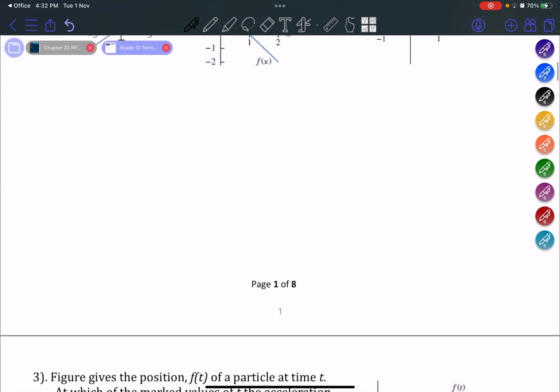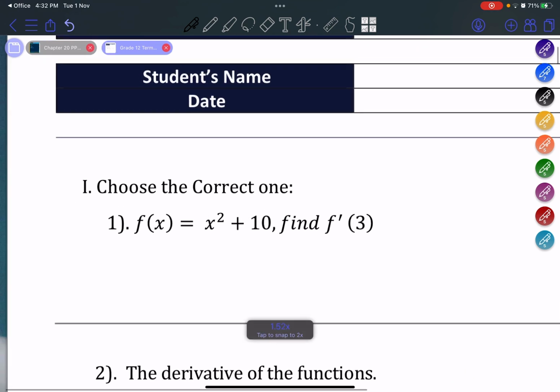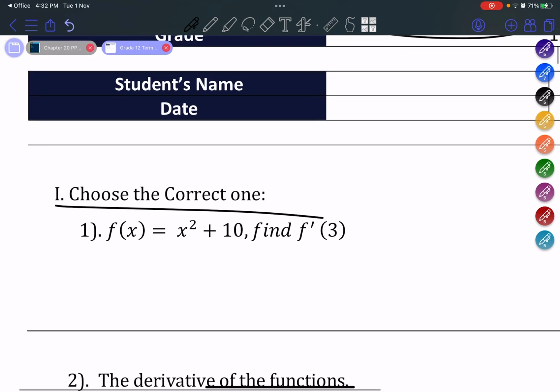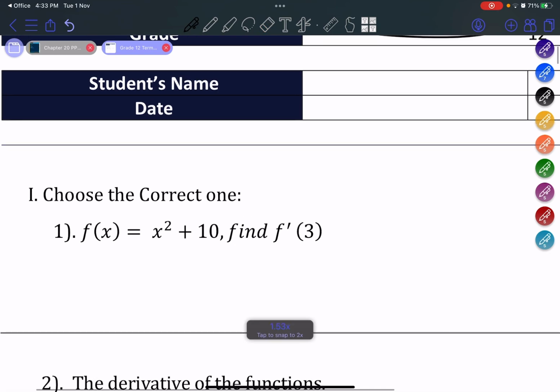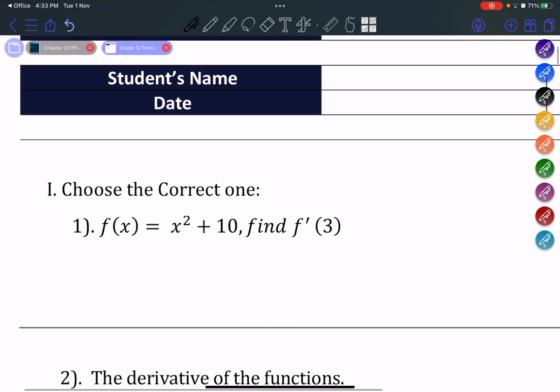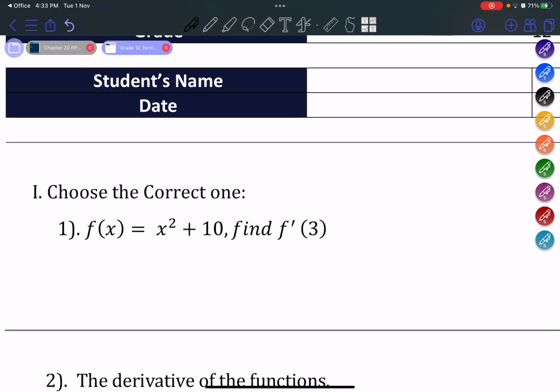So here, let's start with the first question, which states: choose the correct one. I'm guessing it's going to come as multiple choice, but in this case, we will answer them. Here they tell us that the function f of x is equal to x squared plus 10. Find the derivative of f at 3. What does this mean? It means that they want us to find the derivative first and then sub in 3 for the value of x.